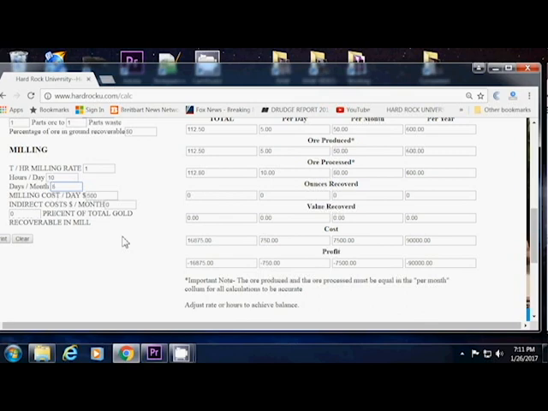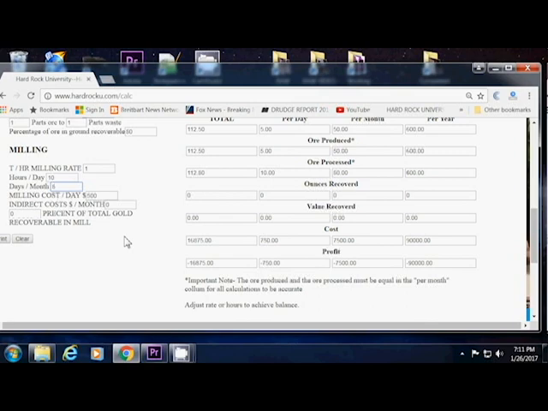The indirect costs per month are things like rentals, things that are done on the month, not per day, per hour, whatever. Your claim rental, equipment rental, things like that you might want to put in this. I'm going to change that to $1,000 per month.